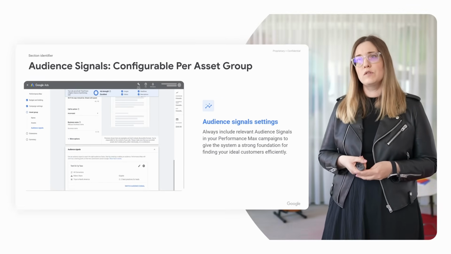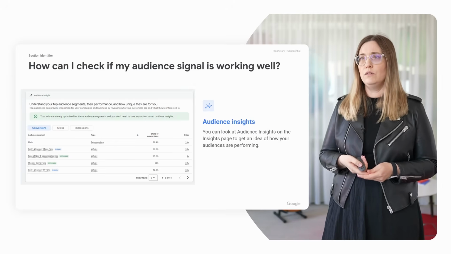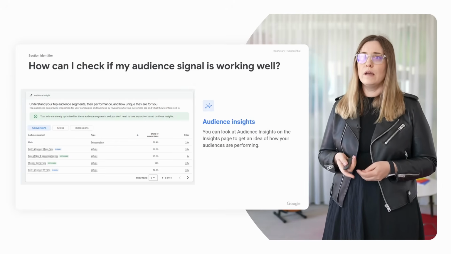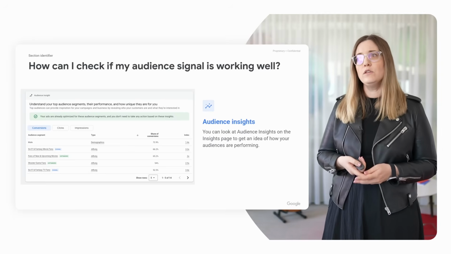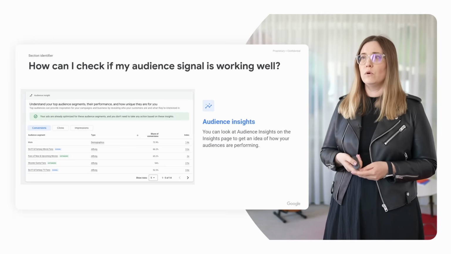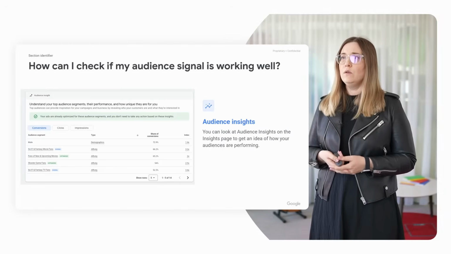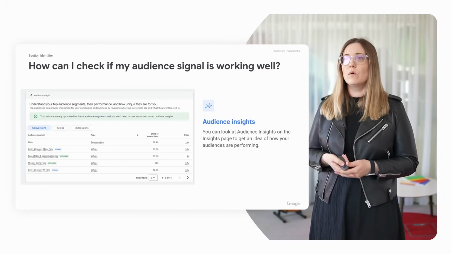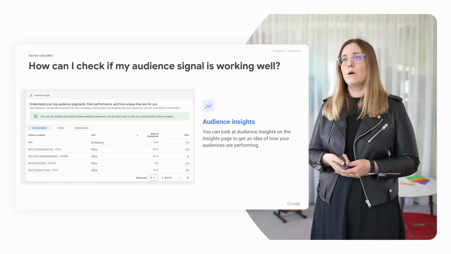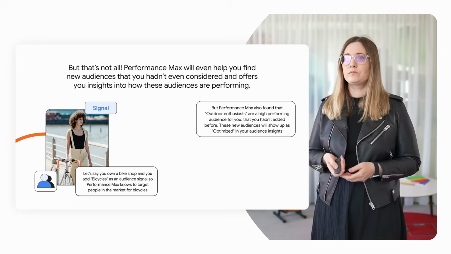Now, I'm sure that you are super interested in how you can check your audience performance. You can look at the audience insights on the Insights page to get an idea of how your audiences are performing. This is also where you will see what new audiences Performance Max has found for you, which are typically labeled as optimized audiences. You will also be able to see which audience segments your assets are resonating with the most. You can then use these insights to generate more assets that resonate similarly well with the potential users.